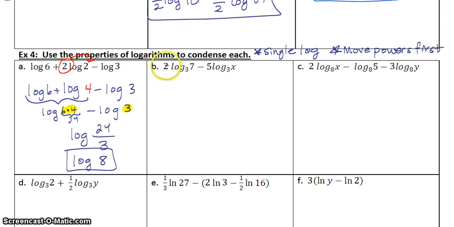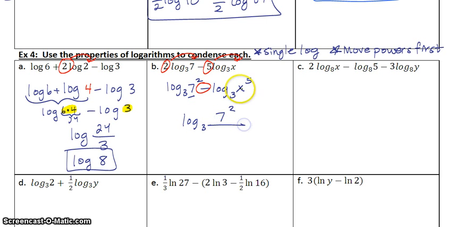Again, do your exponents first. This means I end up with log base 3 of 7 squared minus log base 3 of x to the 5th. Again, you can actually find the answer if you want to. This time I'm going to wait a second just to show you something here. This time I'm going this way and I have the quotient property again, so that means that 7 squared is going on top. X to the 5th is going on bottom. And remember, our goal is so that there's just a single log left and everything's with that single log. So I have achieved my goal if I just have log base 3 of 49 divided by x to the 5th.